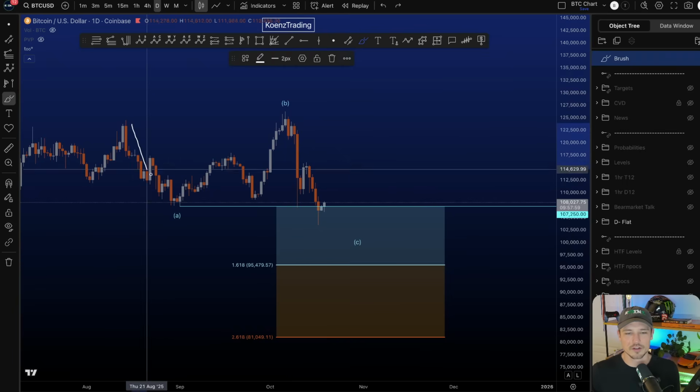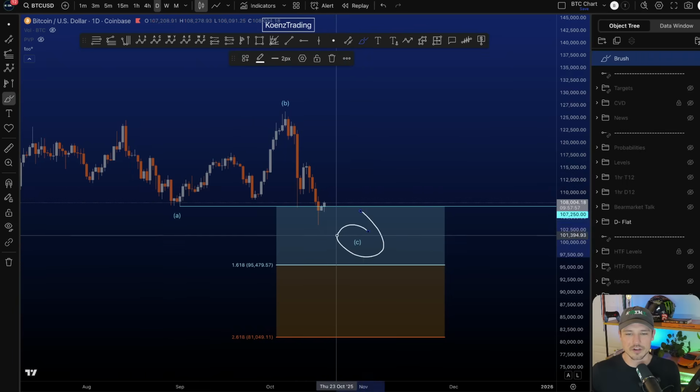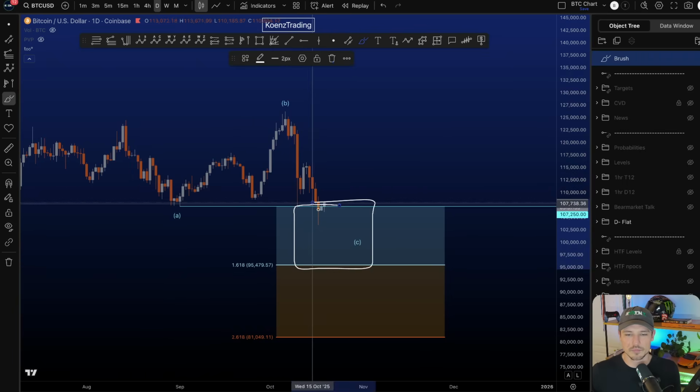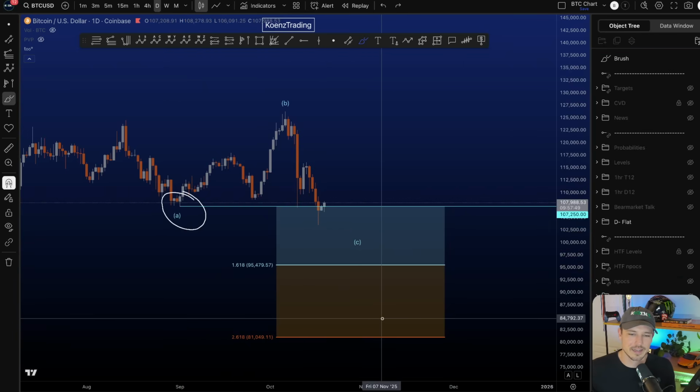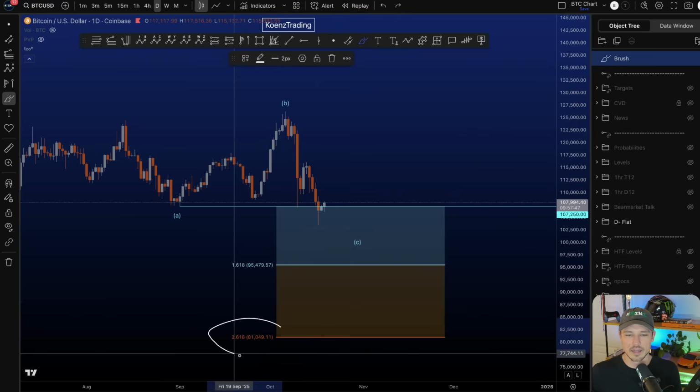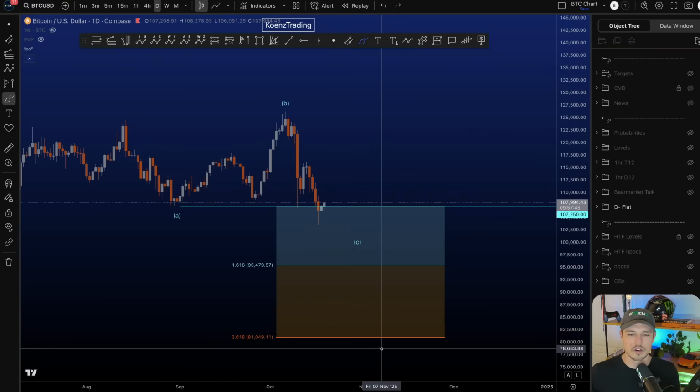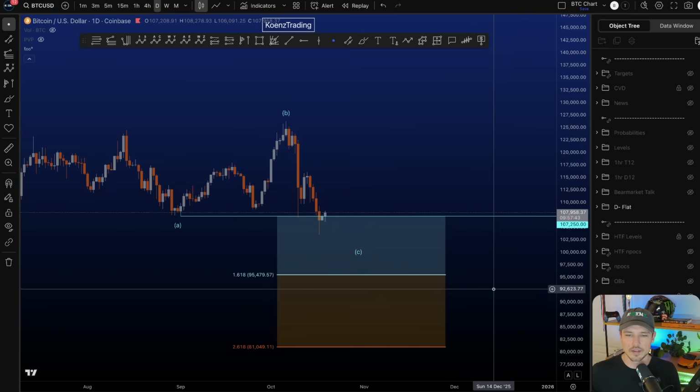So the bullish scenario is a flat ABC, and the target area for your wave C is this blue box here, sitting between the low of wave A at 107.2K and the 1.618 at 95.5K. The 2.618 would be a rare target for a wave C at 81K.